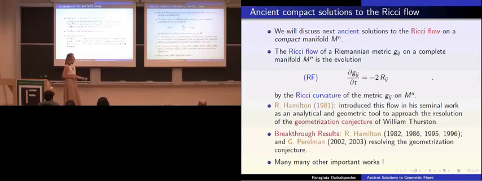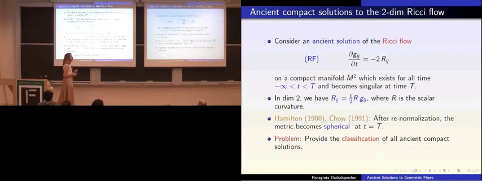He had in mind to give a proof of the Poincare conjecture, the geometrization conjecture, and we all know of the very important works of Richard Hamilton and later of Perelman for proving the geometrization conjecture. Many important works by many people, but I can't discuss them right now. So for the purposes of the talk right now, we will discuss ancient solutions of the 2D Ricci flow.